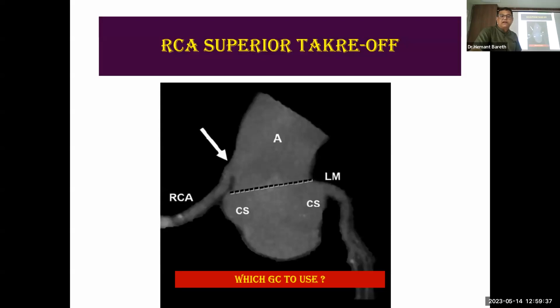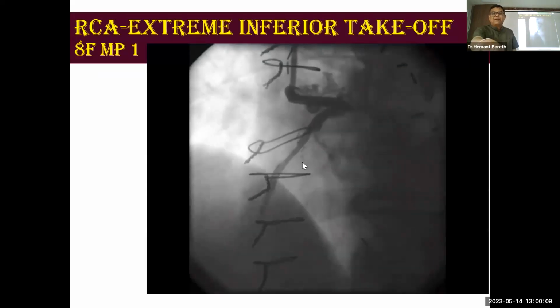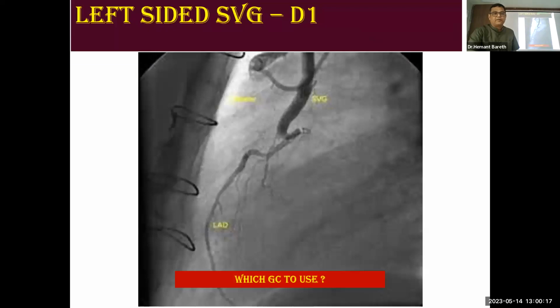Superior takeoff. RCA with superior takeoff. Okay, so which catheter? AL. Okay, now I think everybody knows. So this is AL with side hole. Let me go back. See, this was an AL1 side hole catheter. Good. Inferior takeoff. Multipurpose. I think everybody is an expert now. So this is a multipurpose catheter. You see how it comes. So this was multipurpose 1, 8F.